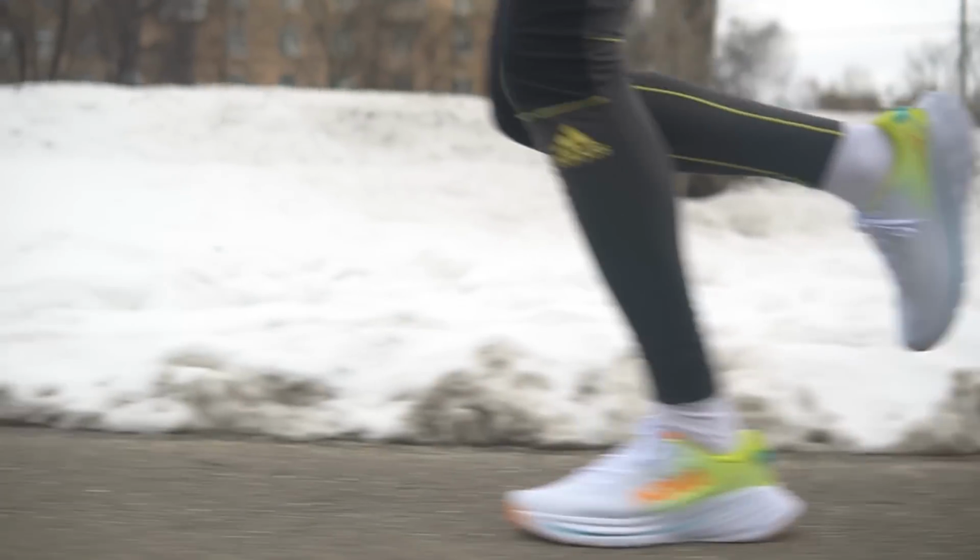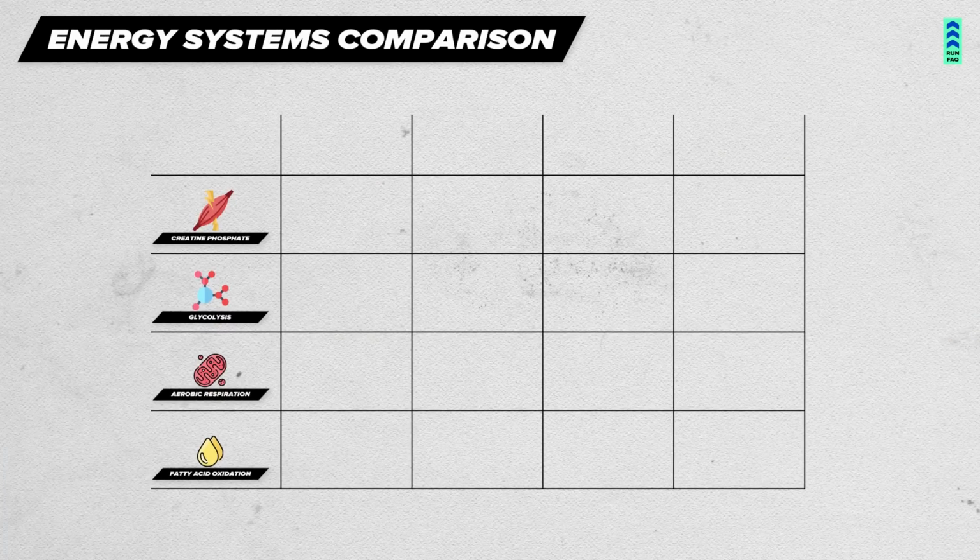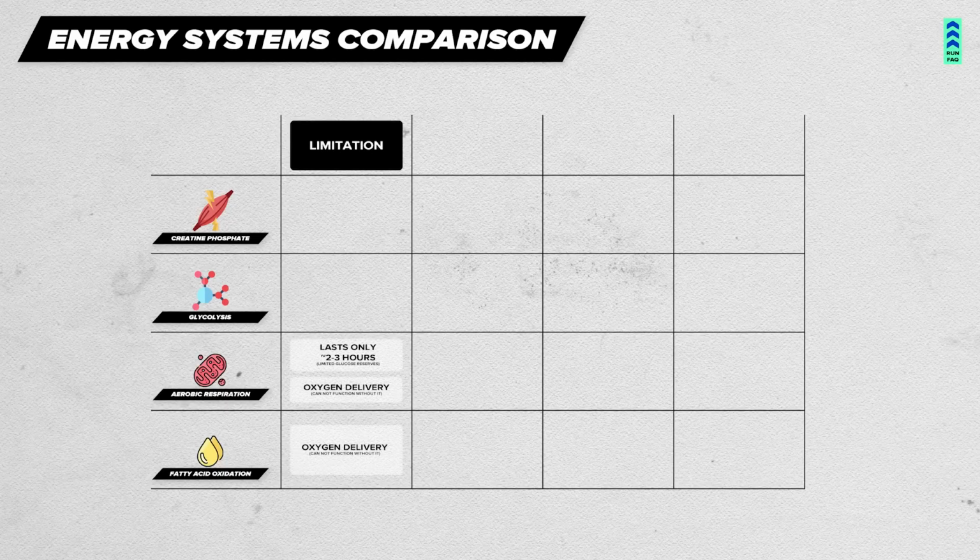Anyhow, we finally got to the interesting part of the video. Let's do the comparison. We have 4 sources of ATP. The main limitation for 2 of them is oxygen. Without it, they won't function. The limitation of the creatine phosphate system is that there is only a small amount of creatine phosphate available in the body, so it doesn't last long. As for glycolysis, its limitation is it produces a large number of protons, which make the environment more acidic, and therefore it also cannot last long if we use it at maximum capacity.